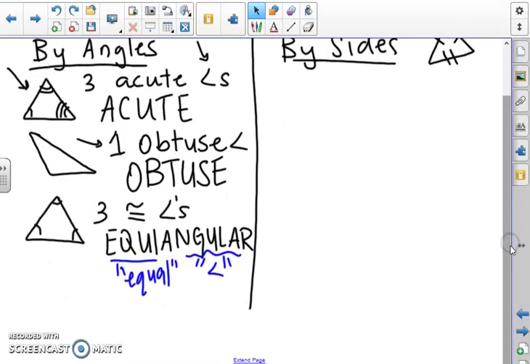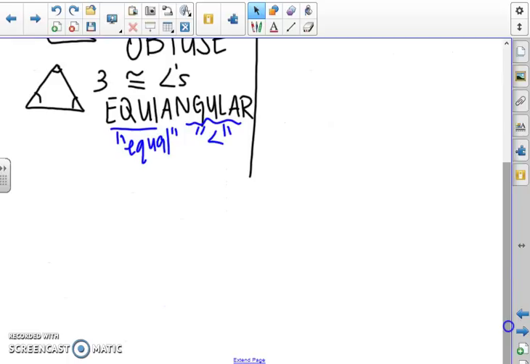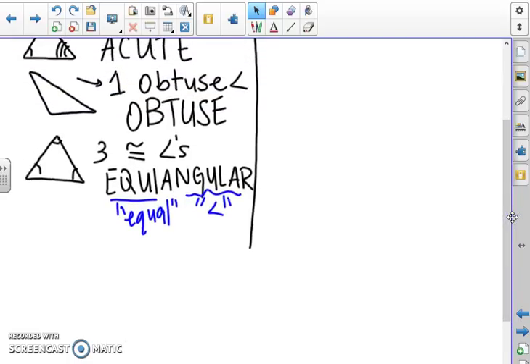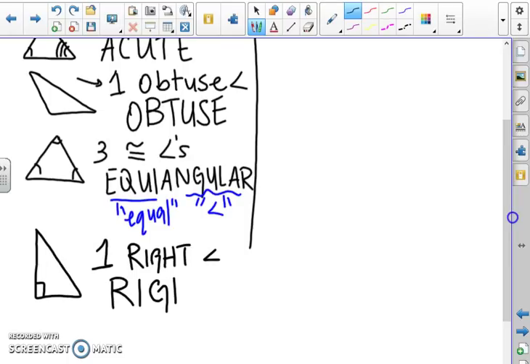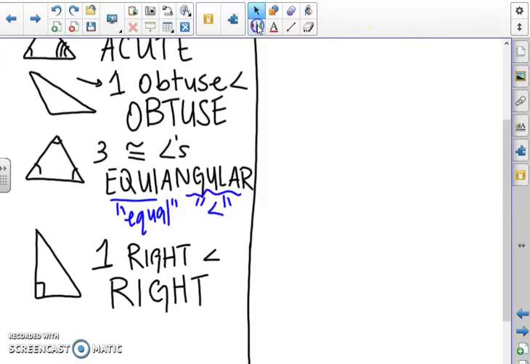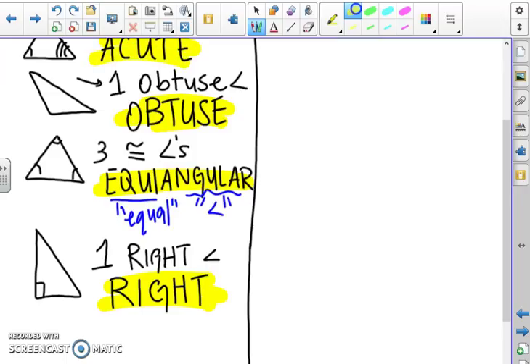And one more that we haven't talked about, but it's definitely not a brand new triangle. We've talked about acute, we've talked about obtuse, so that last one is going to be if you have a triangle with 1 right angle, we have a right triangle. So 1 right angle is a right triangle. All right, so those are our key types of triangles when we classify by angle. So we have acute, obtuse, equiangular, and right.